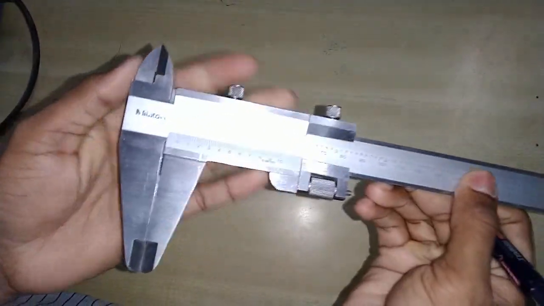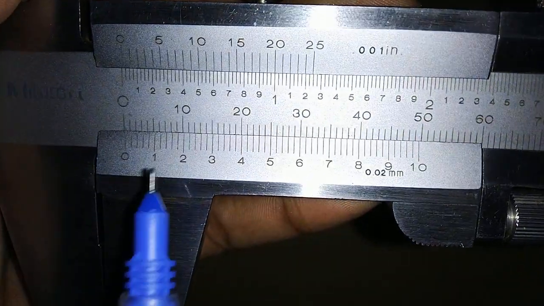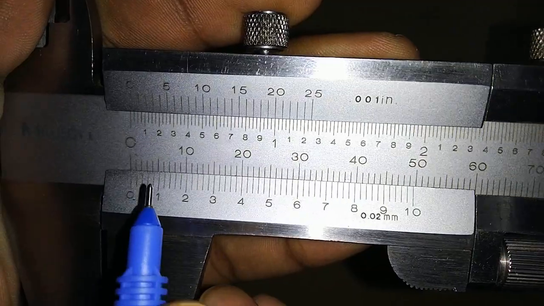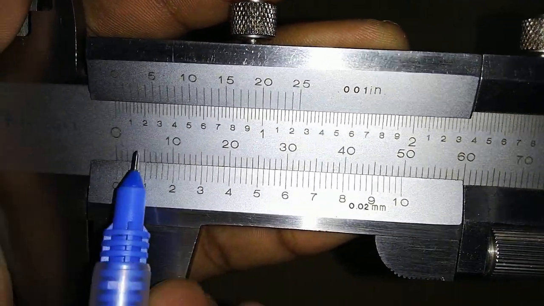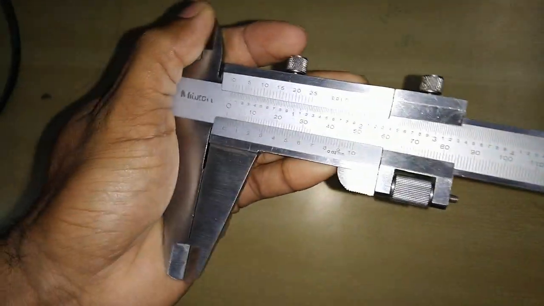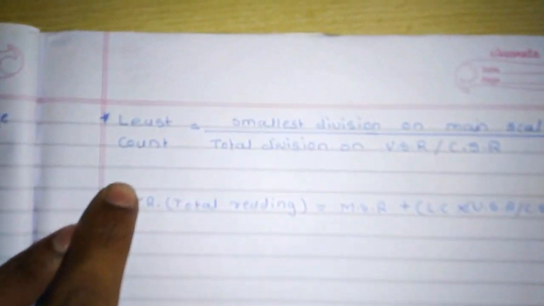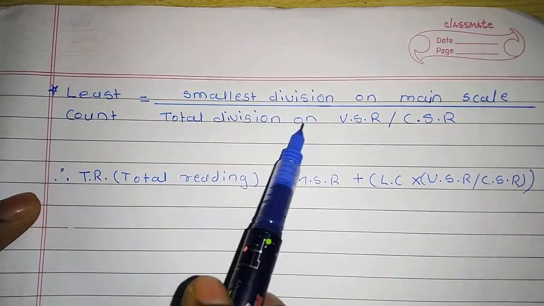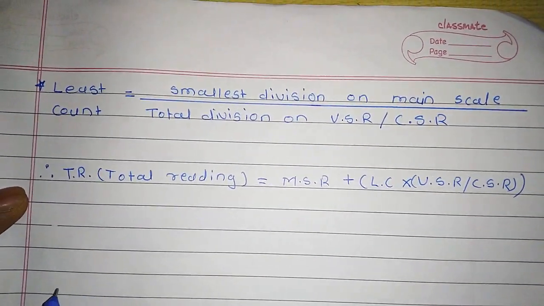So guys, now I will show you how to find the LC of the vernier caliper. This is the vernier scale. The number of divisions on the vernier scale is 50, and the smallest division on the main scale is 1. This is the formula for LC: smallest division on main scale upon total divisions on vernier scale, or CSR for micrometer.